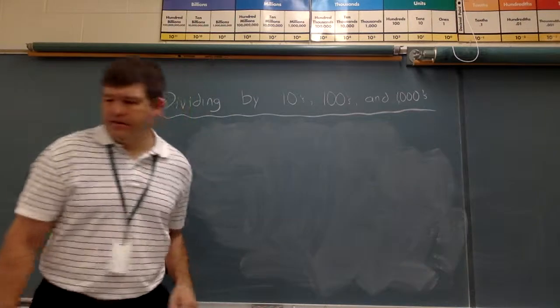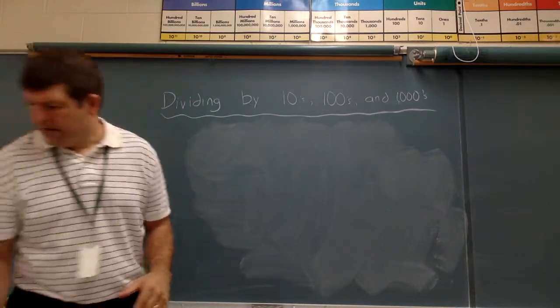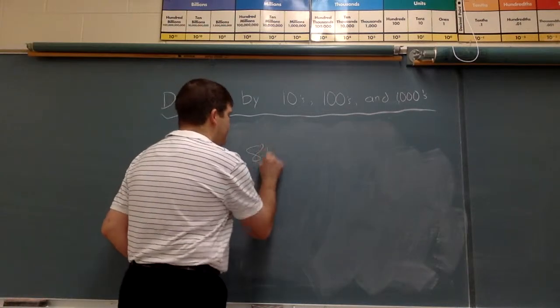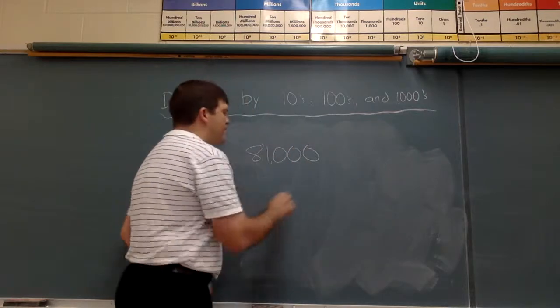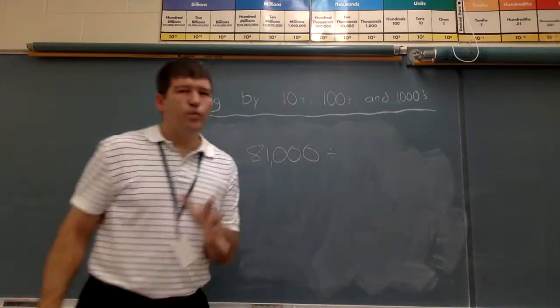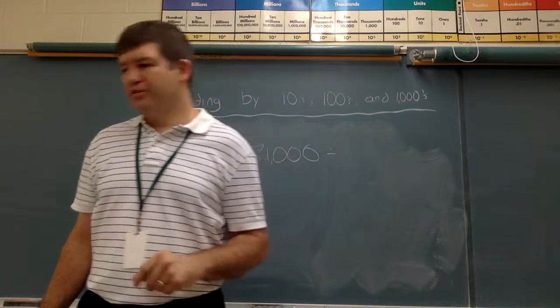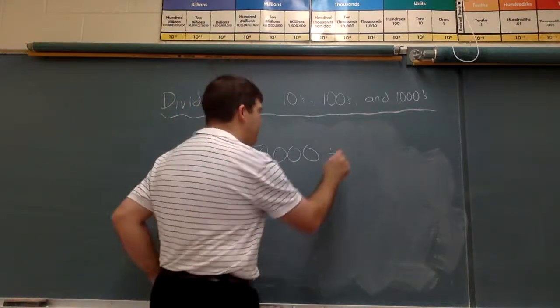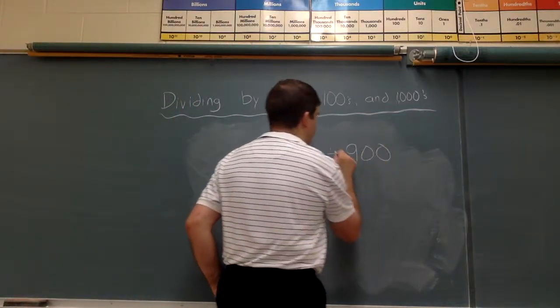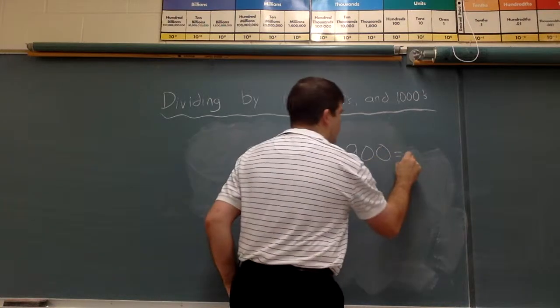I know this is getting crazy and wild. All right, so let's do 81,000 divided by, not just 100, we can do that. Let's do 900. So we have 900s. All right, cool. This will be fun.